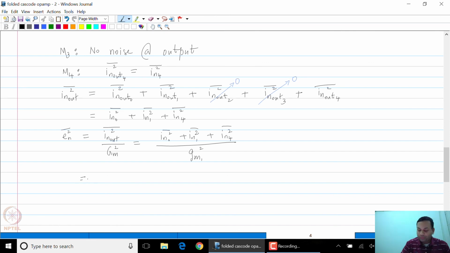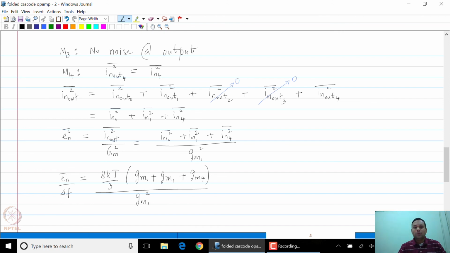And what is IN 0? That's clearly 8 kT by 3 GM0, and let us say that I am interested in the spectral density, and remember, I am looking only at thermal noise. I can always add the flicker noise component to this as and when required. So this is clearly 8 kT by 3 into GM0 plus GM1 plus GM4 over GM1 squared.